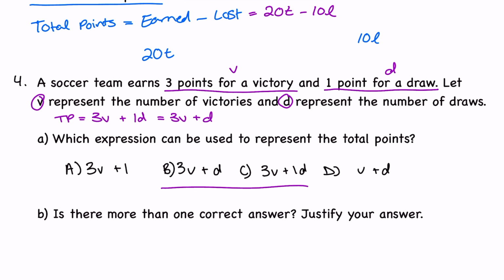And part B is asking us if there is more than one correct answer, which we just determined that there is, and to justify our answer. And our reason is that D and 1D are the same thing because when you're multiplying by 1, you don't change the value of the expression.